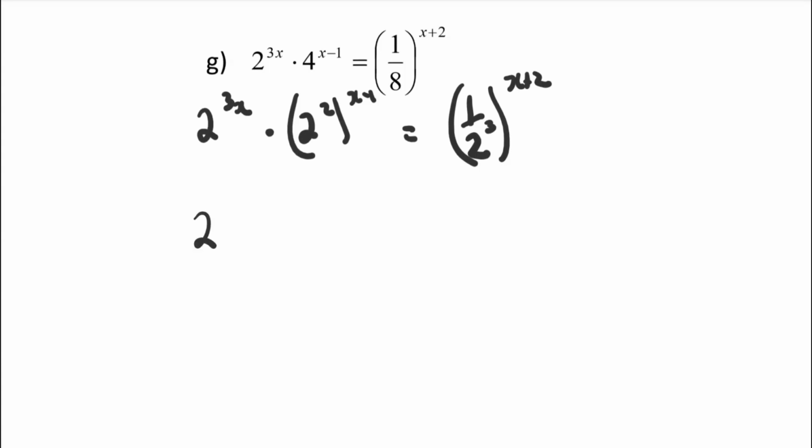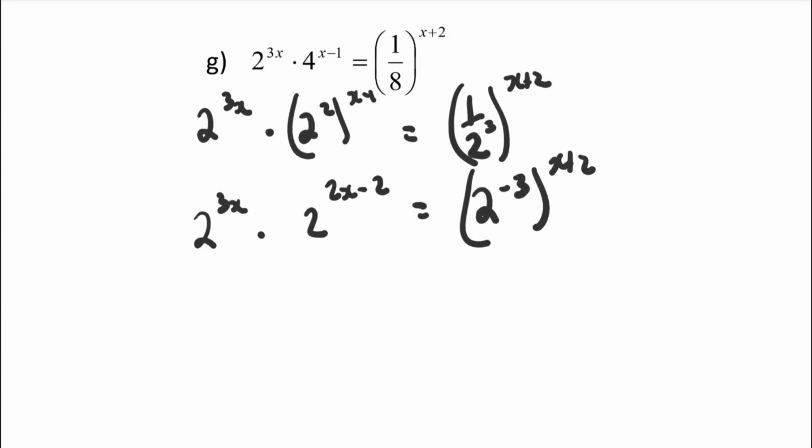Okay, so now we're going to do a bit of multiplying here. So this is going to be 2 to the power of 3x multiplied by 2 to the power of 2x minus 2 is equal to 2 to the power of negative 3x plus 2. Okay, so now we can combine some more. So we're going to go 2 to the power of 3x plus 2x minus 2 is equal to 2 to the power of negative 3x minus 6.